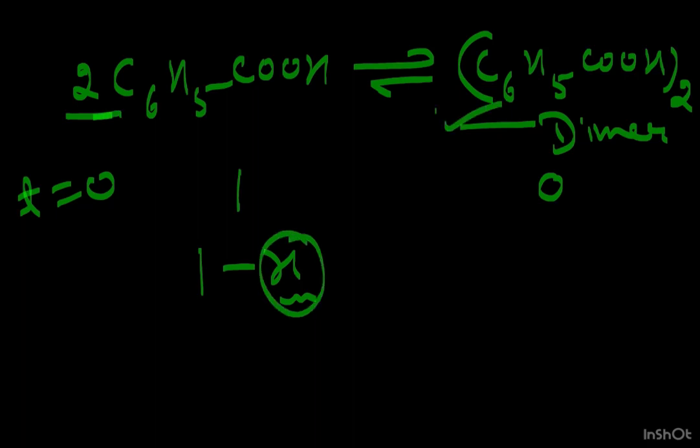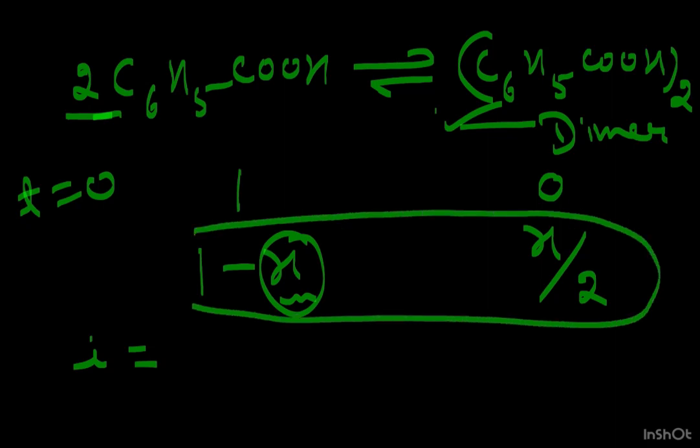So if I use x, it will be giving me half of that, x by 2. Now put the values in the expression of i. Number of particles after association, that is going to be 1 minus x plus x by 2. These are the total number of particles or moles after association.